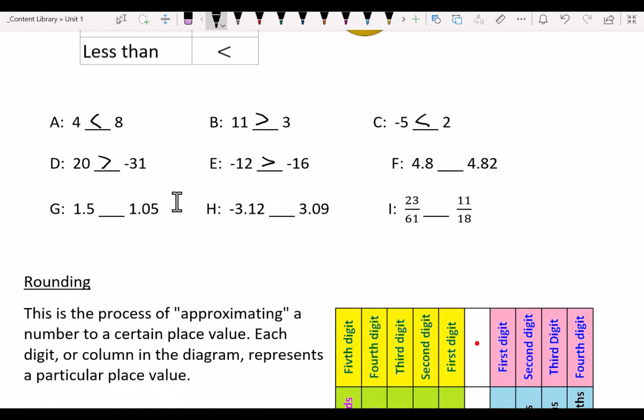For F, we've got 4.8 and then 4.82. Think of it as this, 4.80.